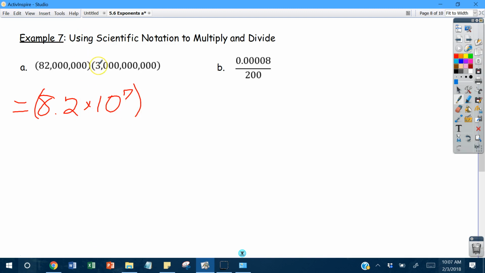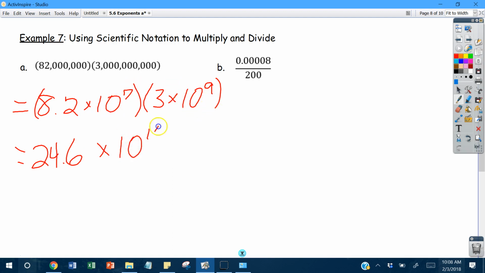And then we'll convert this 3 billion to 3 times 10 to the 9th. I see 9 zeros, so that should work. And if I did that right, then this ends up being like example 6. So now I'll do 8.2 times 3, which is 24.6. And then I'll do 10 to the 7th times 10 to the 9th. So I'll add those exponents together and get 16.